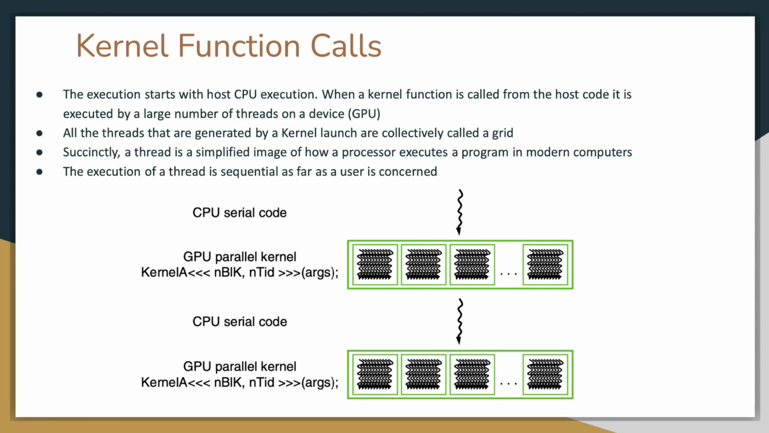Now we move to kernel function calls. The execution starts with host CPU execution. When a kernel function is called from the host code, it is executed by a large number of threads on a GPU device. All threads that are generated by a kernel launch are collectively called a grid. Succinctly, a thread is a simplified image of how a processor executes a program in modern computers. In CPUs, the execution of a thread is sequential as far as the user is concerned.